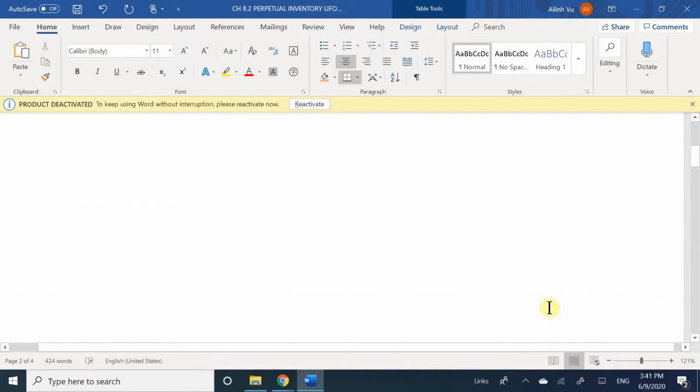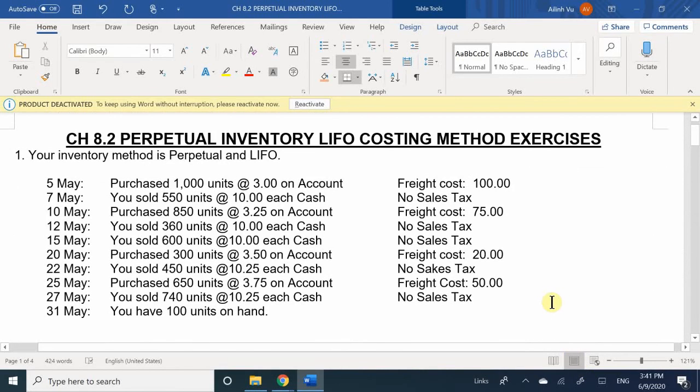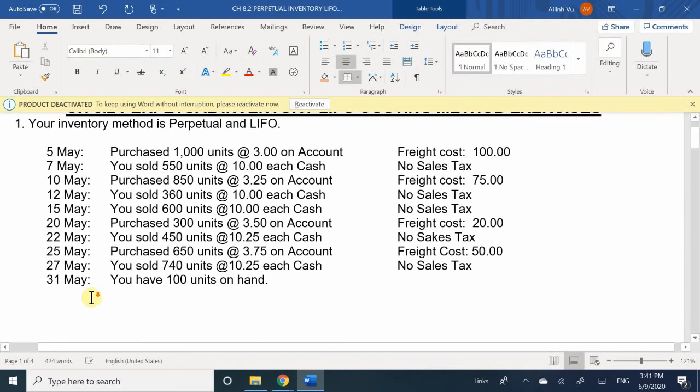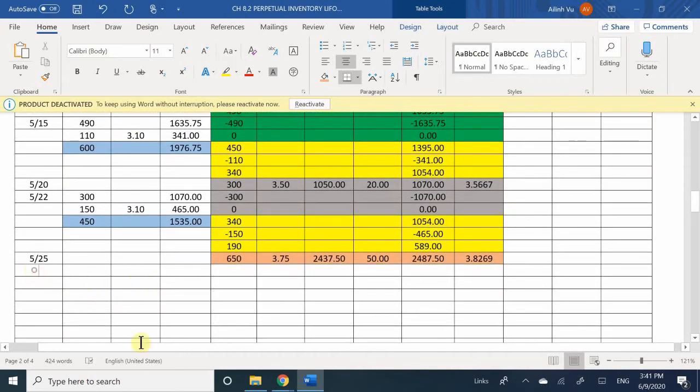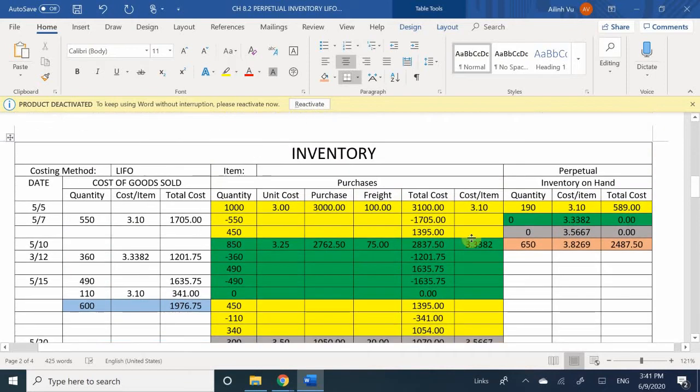All right. Now, what is the last thing that we did? Okay. 27 May, sold 740 units. So May 27, we sold a total of 740 units. Now let's look at our inventory on hand. We have 650, which is not enough for 740. So that means we're going to dabble into the remaining of the yellow. Okay, it would be 90.